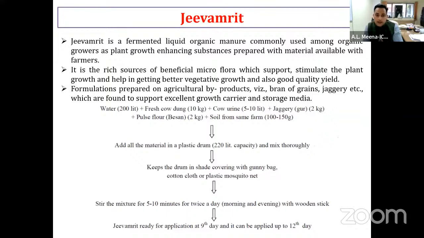Formulations prepared from agricultural byproducts like grains and jaggery are found to support excellent growth of carrier and storage media. And this is the process of Jivamrit preparation. This will be prepared by yourselves during your practical training.